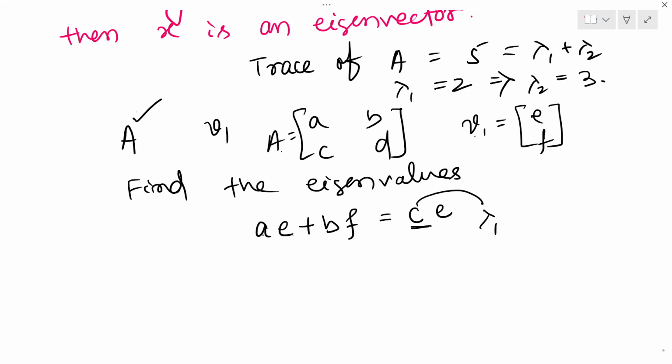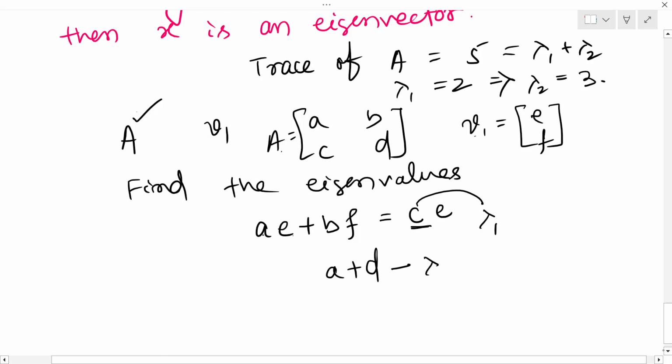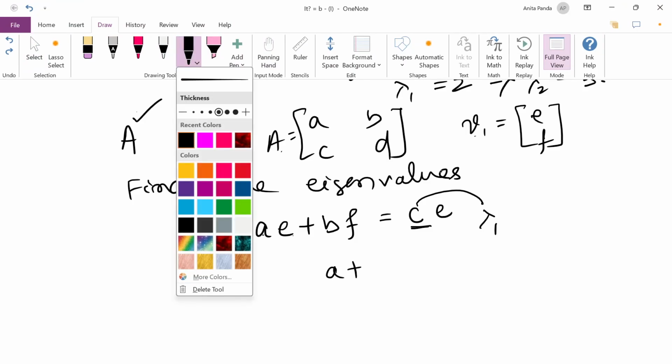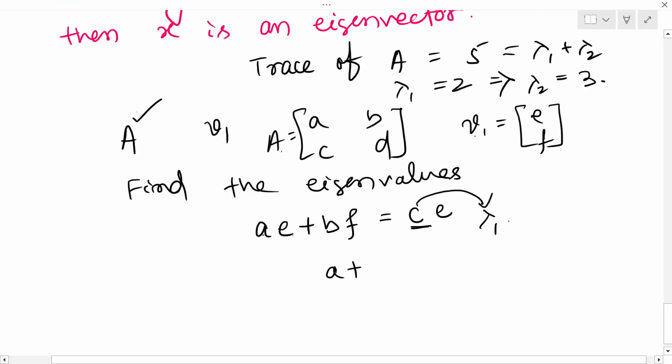How to find the other eigenvalue? A plus B minus lambda 1 or minus C. Are you getting it? Here, lambda 1 is equal to how much? This is my lambda 1. So what is my lambda 1? Lambda 1 is equal to C. So what about my lambda 2? Is it clear?